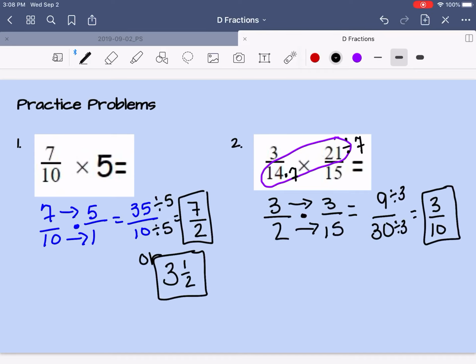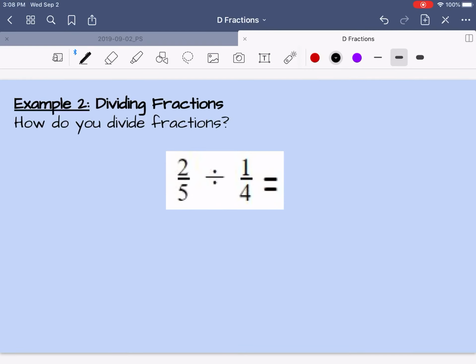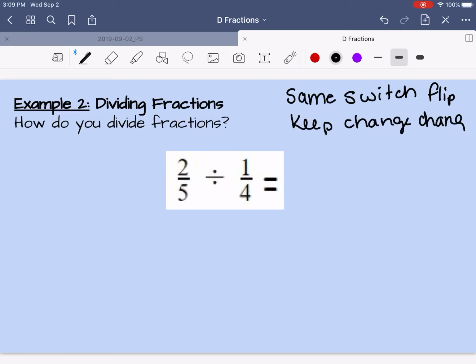All right, let's move on to division. How do you divide fractions? Now, dividing fractions is almost as easy as multiplying, except we need to do one additional step. Now, you've probably heard it a few different ways: same switch flip, keep change change, or the math word for it, invert and multiply.